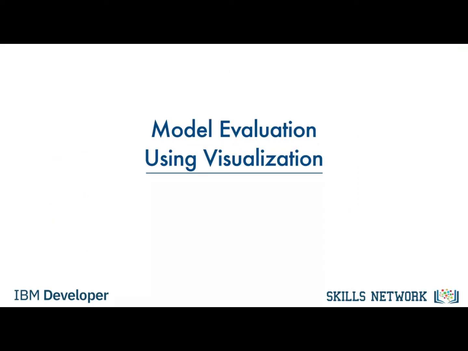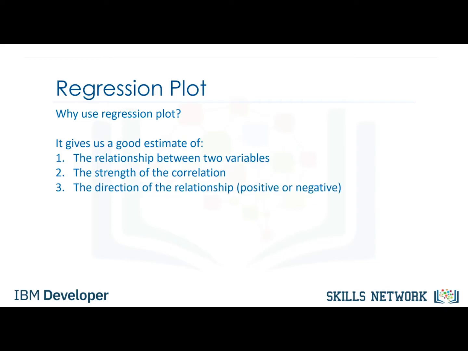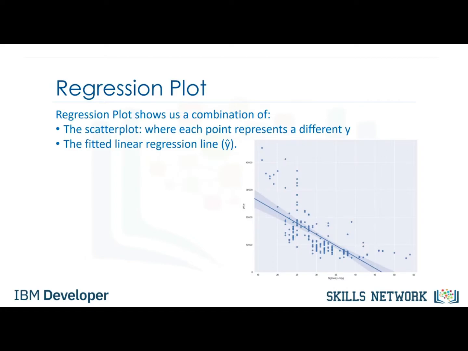In this video, we'll look at model evaluation using visualization. Regression plots are a good estimate of the relationship between 2 variables, the strength of the correlation, and the direction of the relationship, positive or negative. The horizontal axis is the independent variable. The vertical axis is the dependent variable. Each point represents a different target point. The fitted line represents the predicted value.